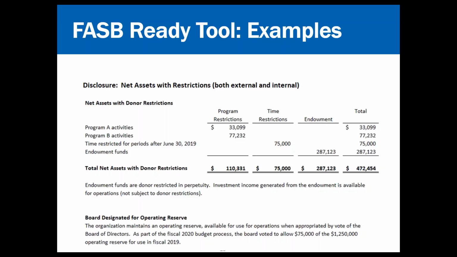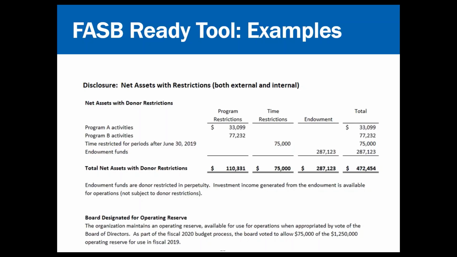So in net assets with restrictions, this is a combination of both external and internal. The internal restriction is on the endowments. The board has chosen not to appropriate those dollars with the spending rate. And there are also restrictions for program and for time. And so the layout is one example and one that we think is pretty clear and direct.